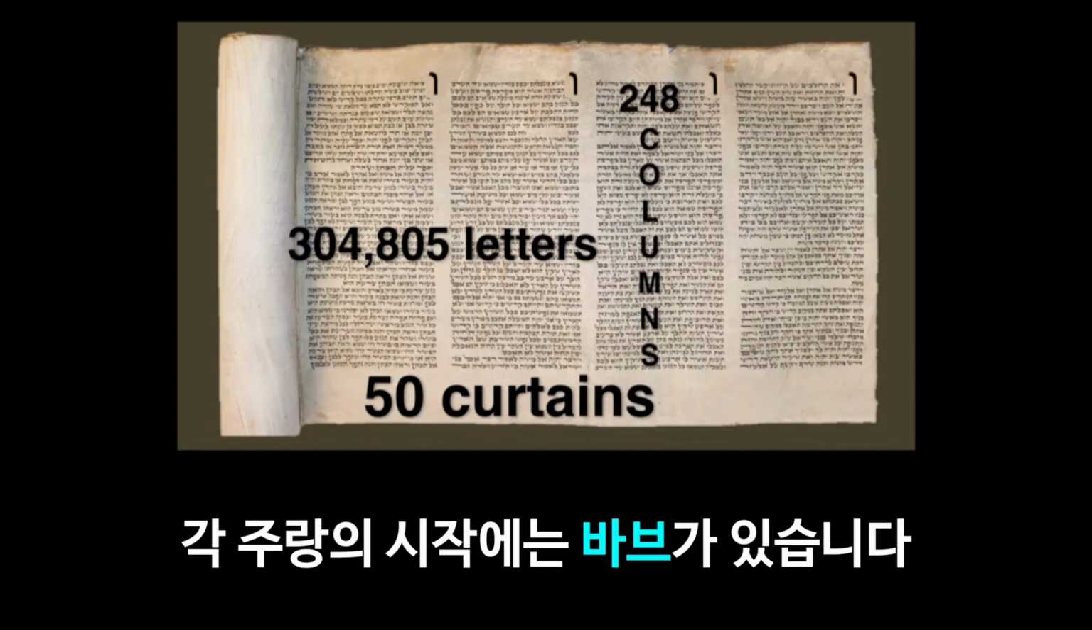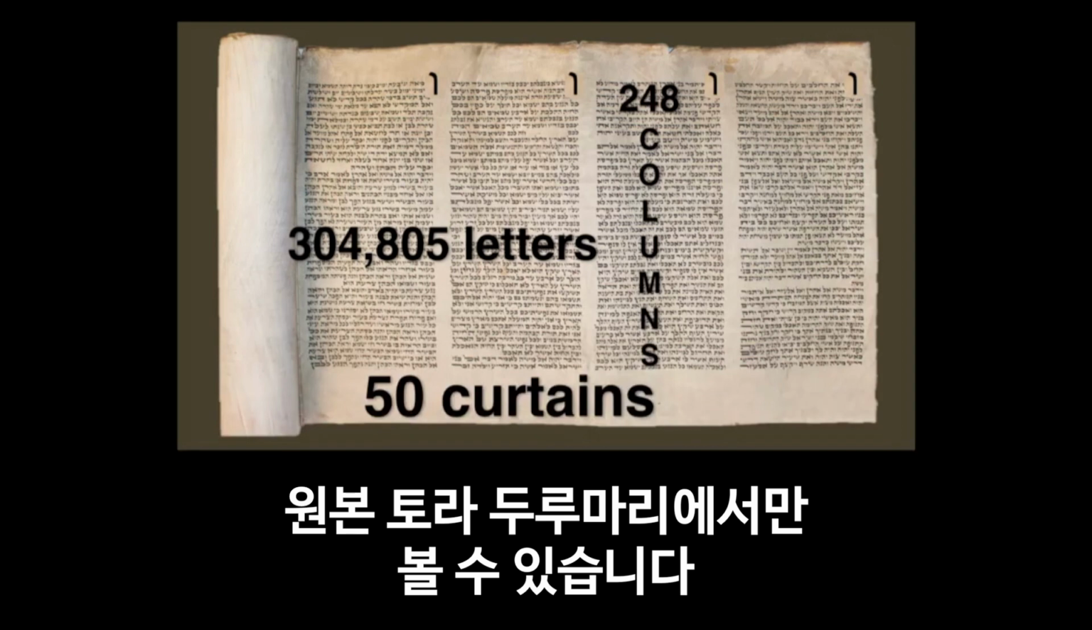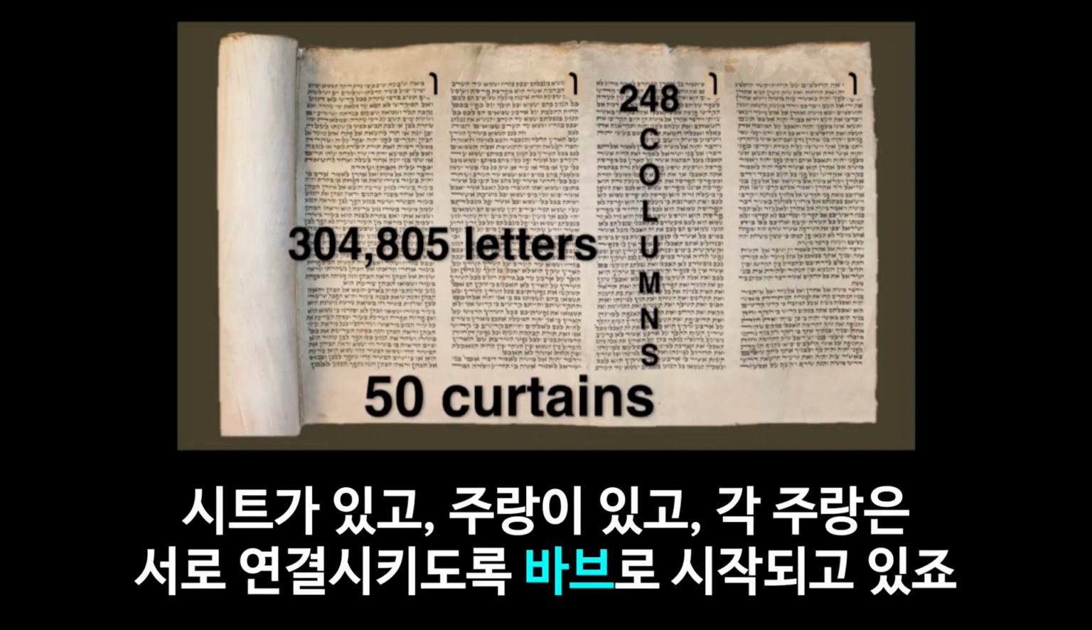And at the beginning of each column is a word that begins with Vav, connecting each column to the next. You only see that in the original Torah scroll. It's made up of sheets, it's made up of columns, and then they have a word beginning with the letter Vav at the beginning of each column, hooking one column to the next.